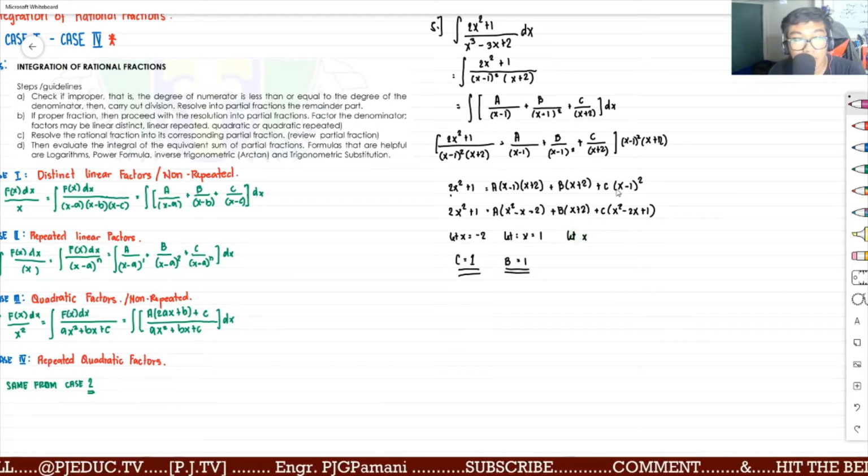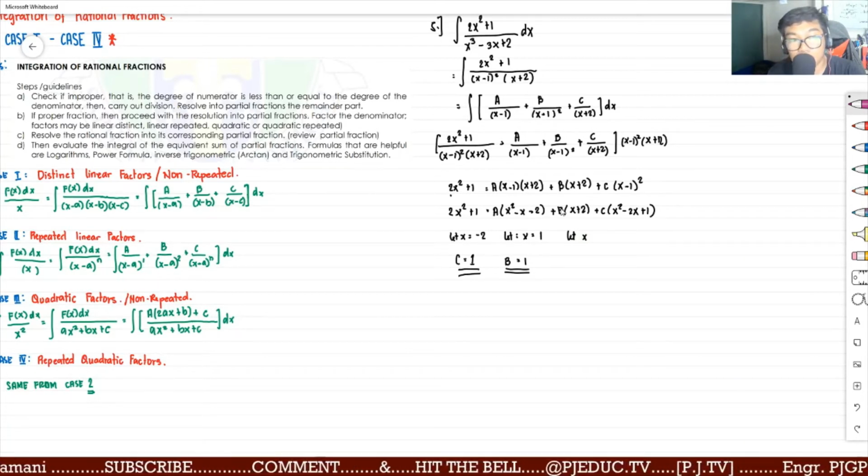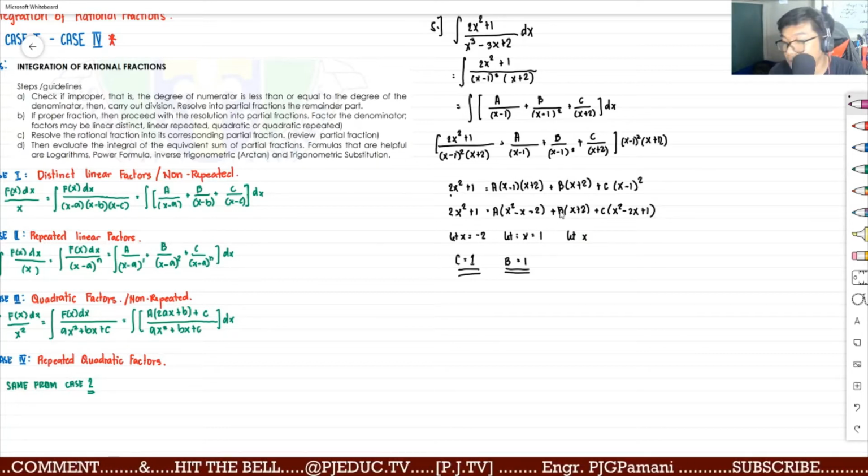Anong gagamitin natin to solve for the value of A? Or we're going to use to solve for the value of A?